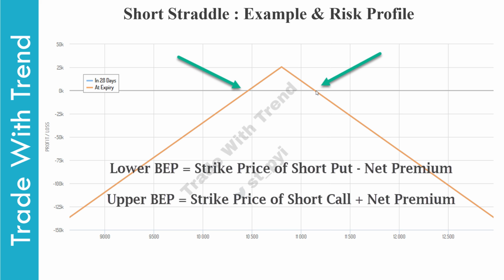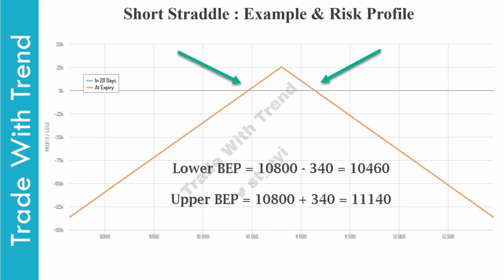That is, you stand to lose money whenever the market rises or falls below these two break-even points. Now, the lower break-even point is defined as the strike price of the short put minus the net premium you received to create this particular strategy, whereas the upper break-even point is defined as the strike price of the short call plus the net premium you received while creating this particular strategy.